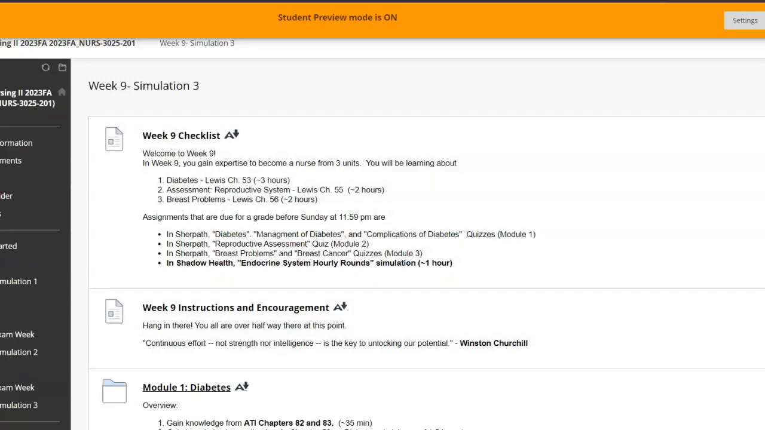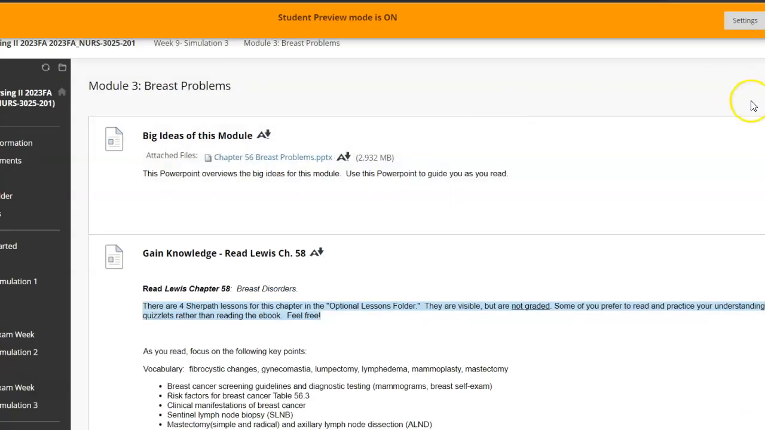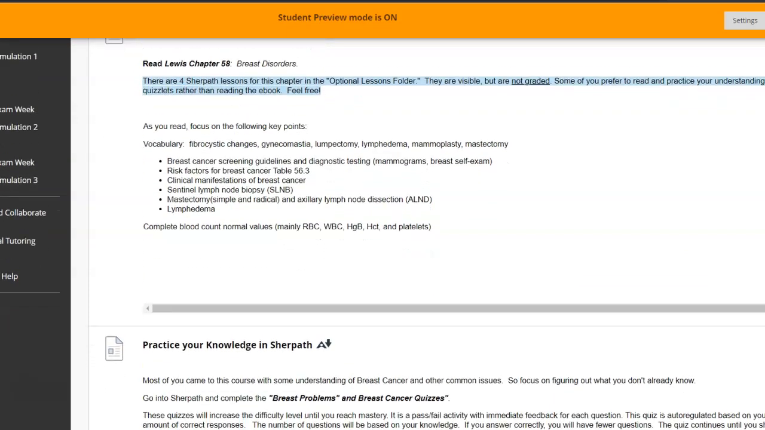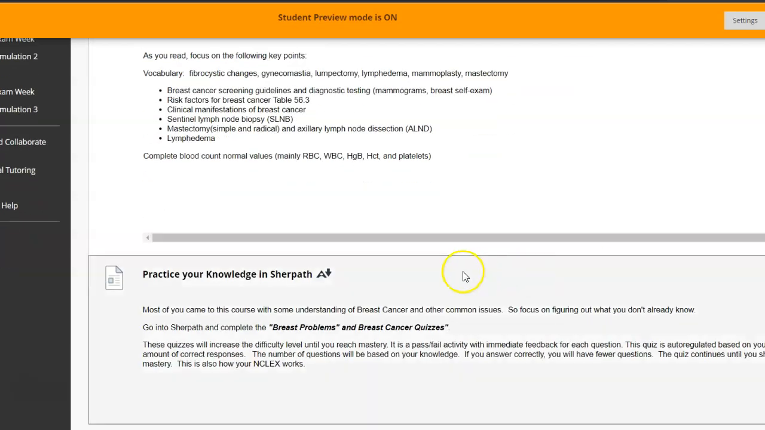Module 3 this week is all about breast problems. You are going to be reading Lewis chapter 56 on breast disorders. And there are also 4 SurePath lessons that are in the optional lessons folder that are not graded. These are our vocabulary and then our key ideas for this chapter, and then our lab values that we need to study. And again, you will have 2 quizzes in SurePath that are mastery quizzes, pass, fail, breast problems, and breast cancer quizzes.